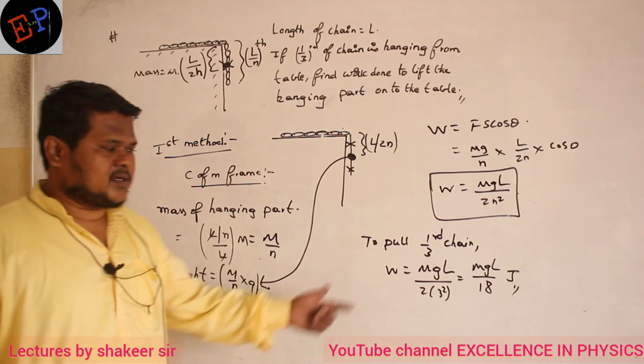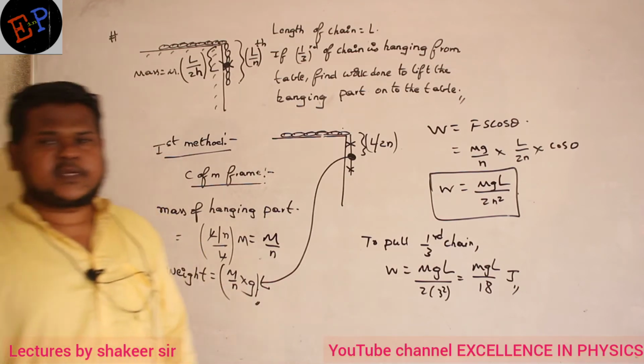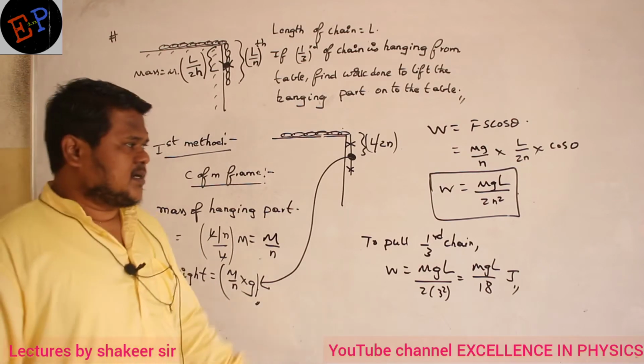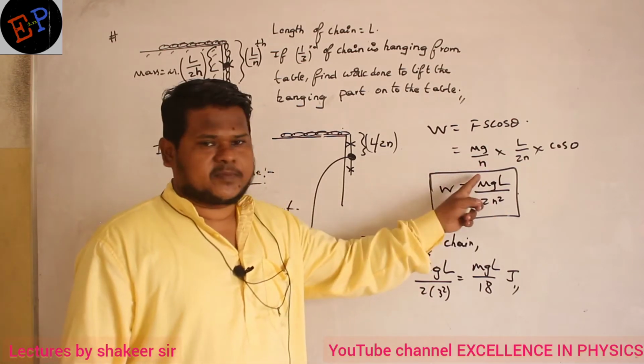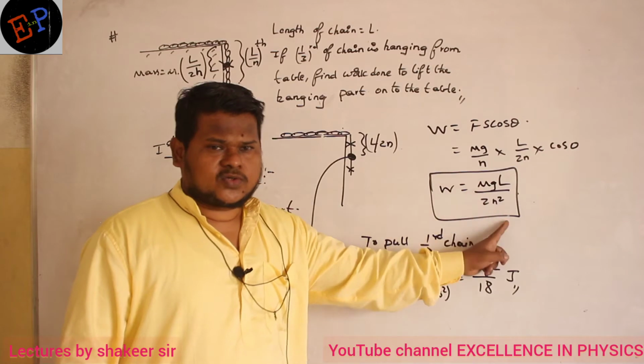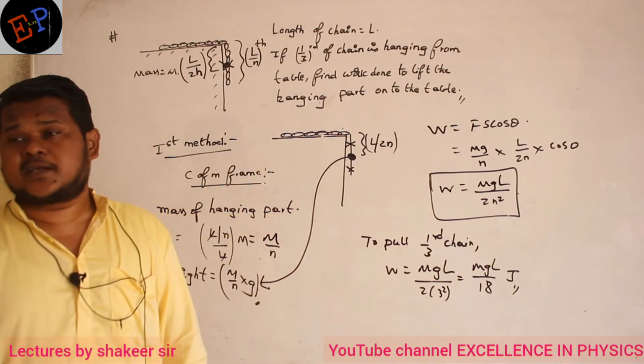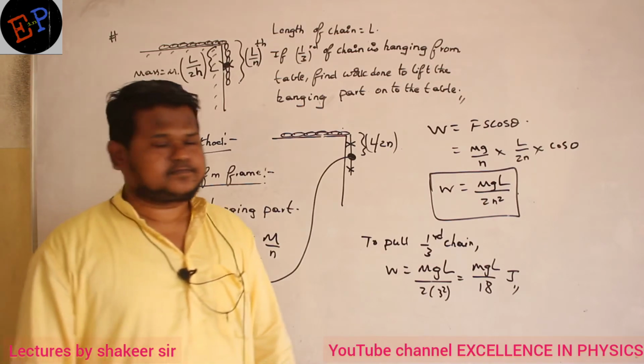Clear? If mass is taken in kgs and length is taken in meters, then joules is the unit of work done. Fine? That's it. And this is the most important equation which you should remember: mgl divided by 2n square. This much amount of work I have to do to pull the nth part of the hanging chain onto the table.